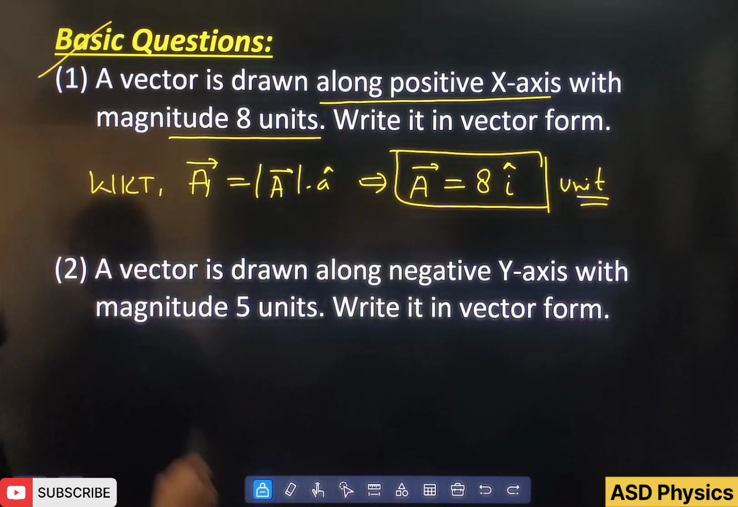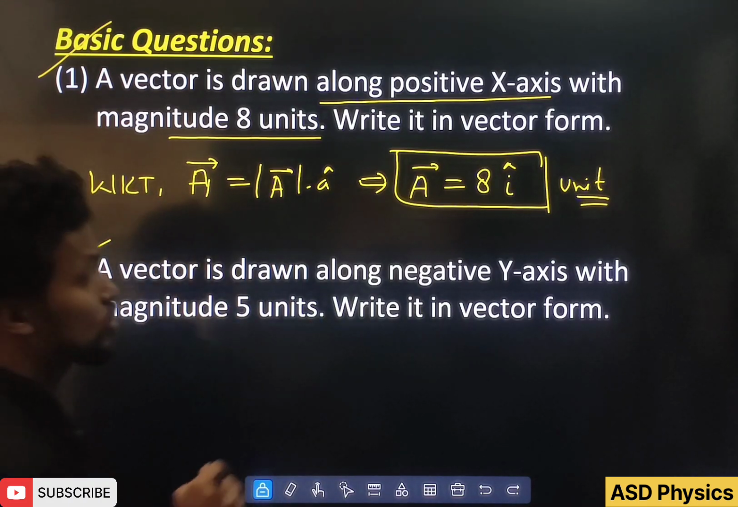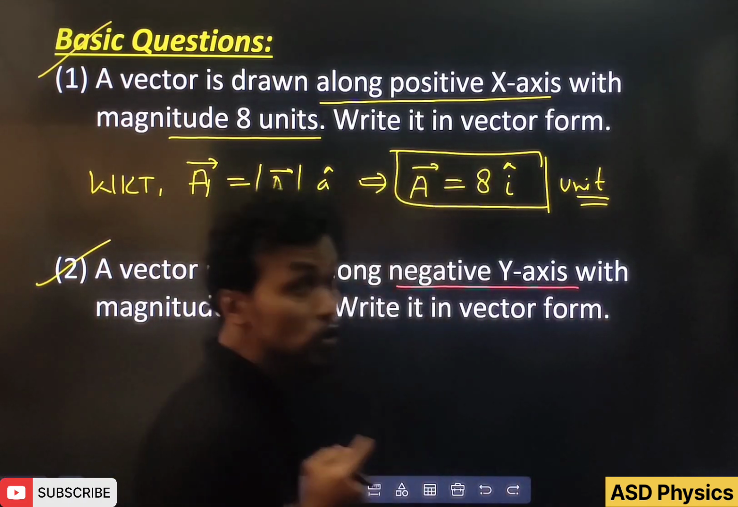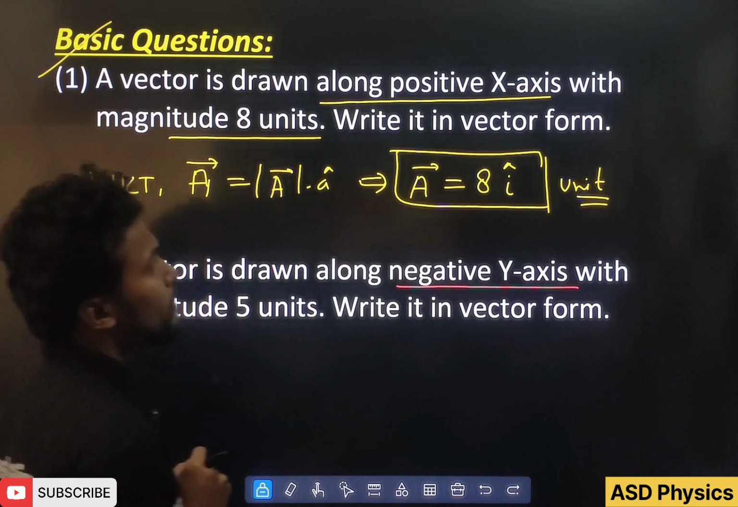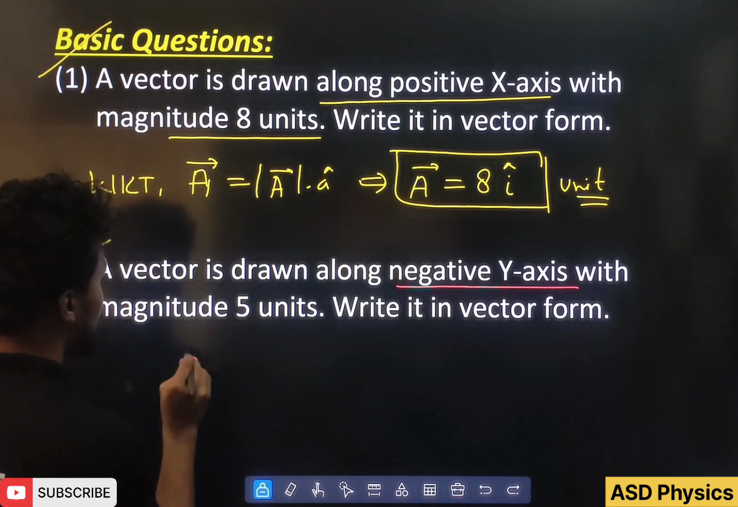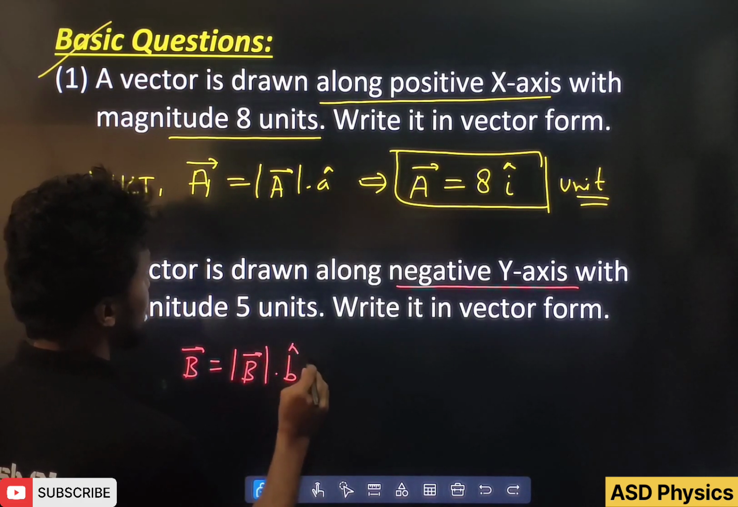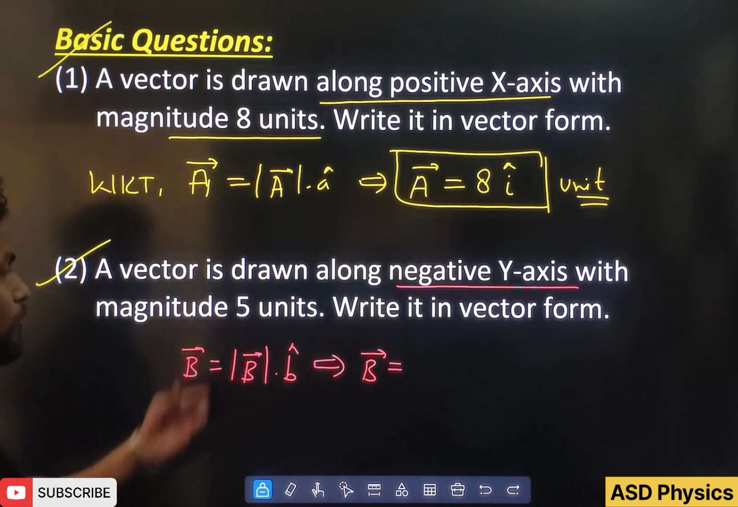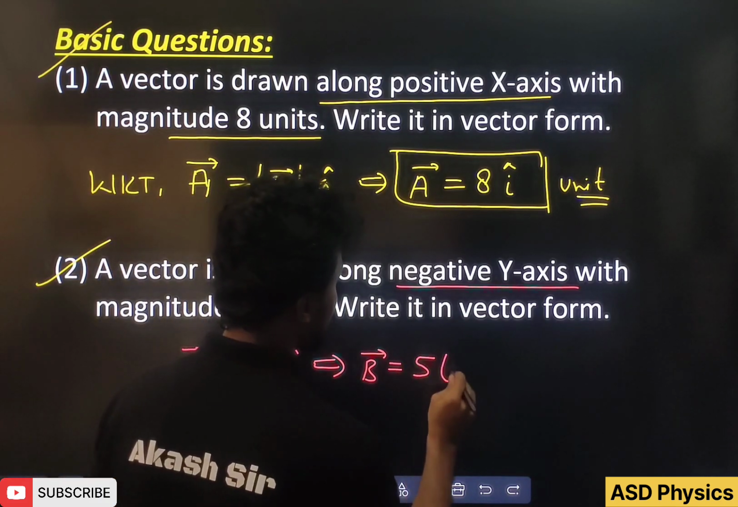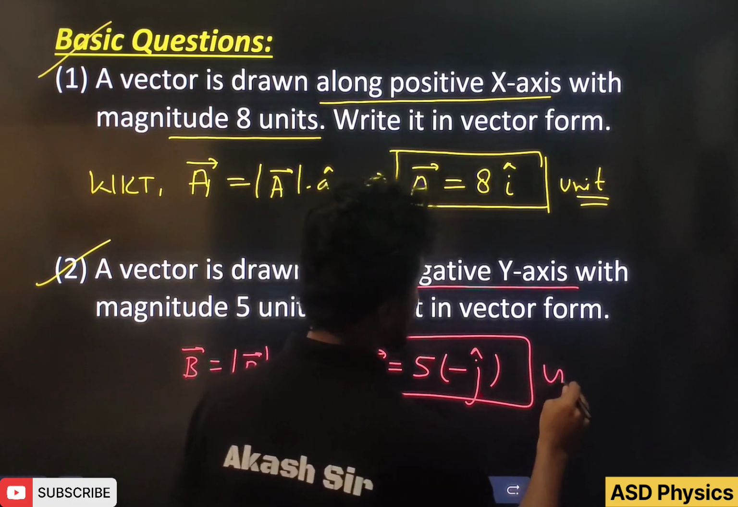Great. The second one: a vector is drawn along the negative y-axis with magnitude 5 units. Write it in vector form. Let's take vector B, so mod B into B cap. What will this vector B become? The magnitude is 5, and negative y-axis means minus j cap.